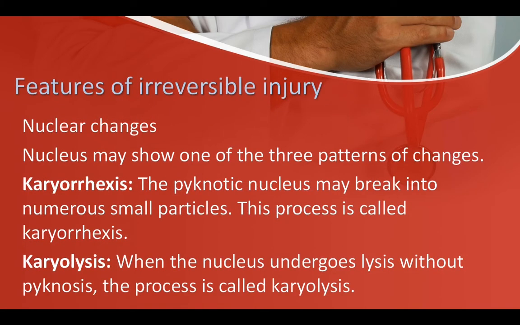Features of irreversible injury. Nuclear changes. Nucleus may show one of three patterns of changes. Karyorrhexis. The pyknotic nucleus may break into numerous small particles. This process is called karyorrhexis. Karyolysis. When the nucleus undergoes lysis without pyknosis, the process is called karyolysis.